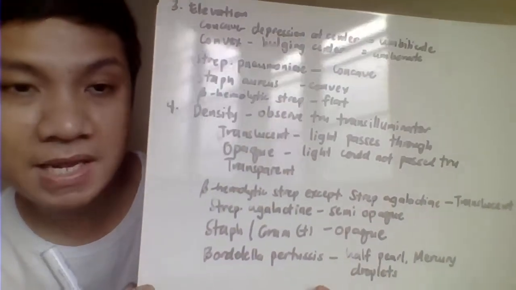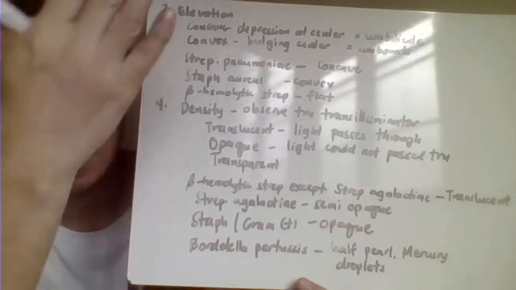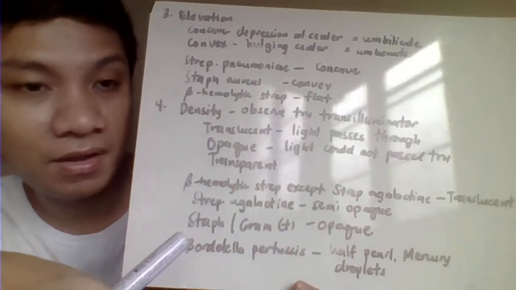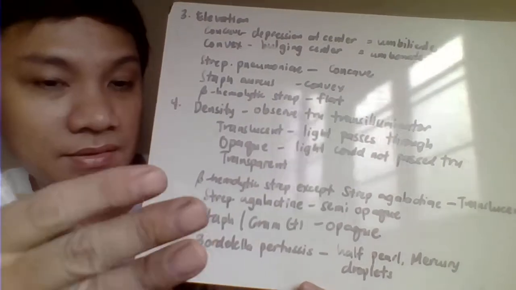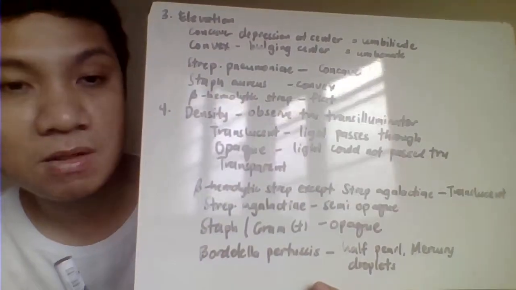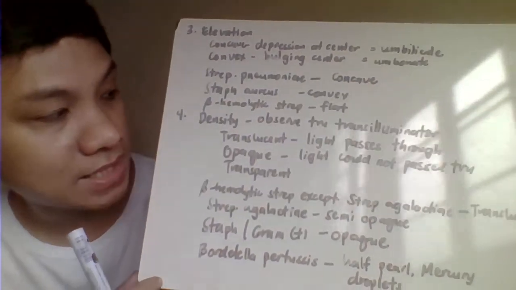Your Strep pneumoniae would have a concave characteristic. Your Staph aureus would have a convex. And our beta-hemolytic strep would have flat colonies.